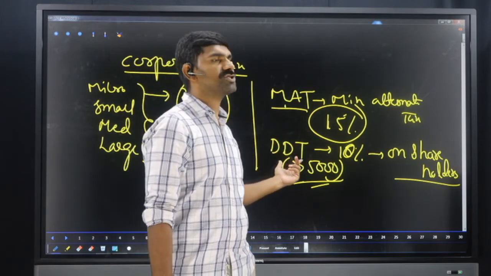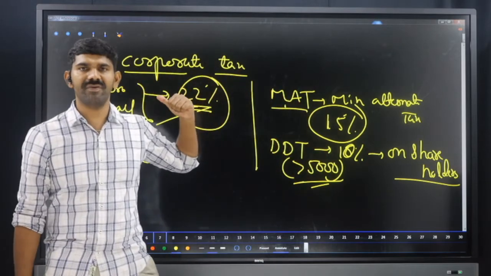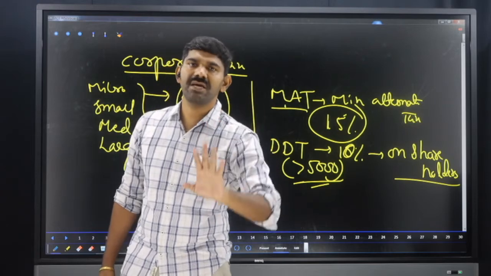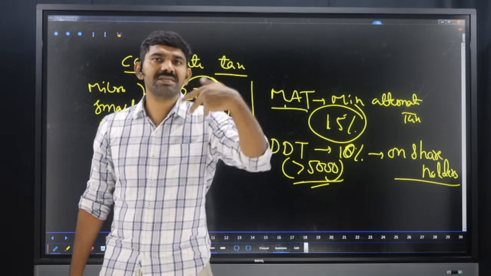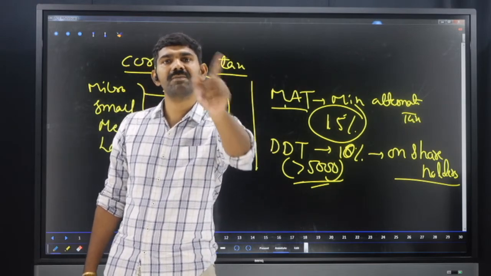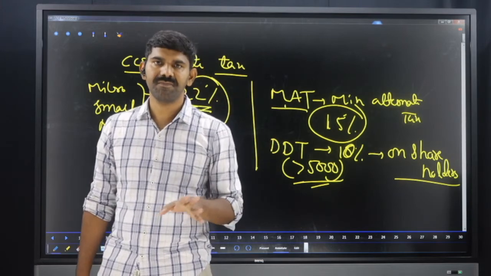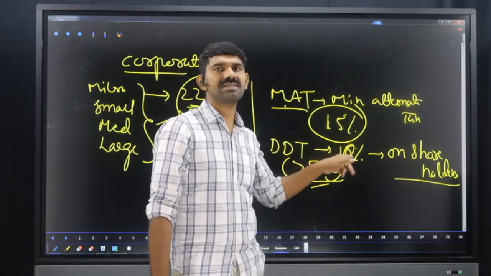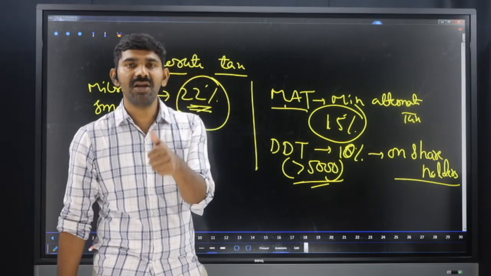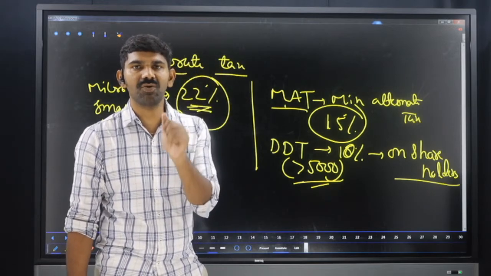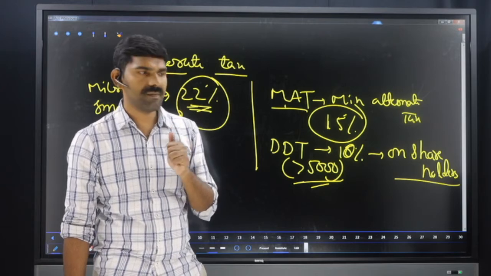When you come to dividend distribution tax, a company is earning profits. Some profits is given to the shareholders. Now, whatever the profits given to the shareholders will pay some tax to the government because they're getting some profits. That is called as a dividend distribution tax. It is 10%, if the value of the dividend that they're getting is more than 5,000 rupees.